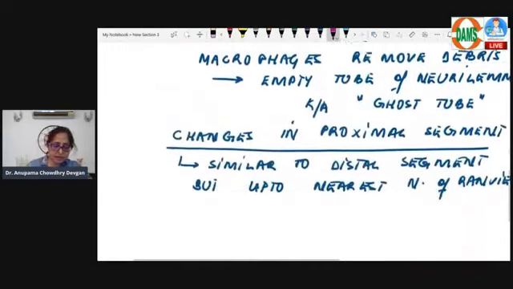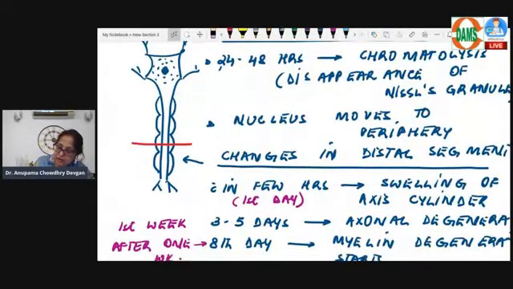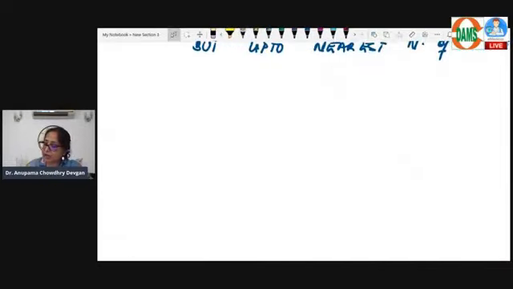So if you can see this over here, I said changes in the proximal segment are up to the nearest node of Ranvier. Nearest node of Ranvier to the site of injury is this one. So in the proximal segment, the changes will be seen over here, up to the nearest node of Ranvier. Now, if we see this sequentially, this becomes important because you can be asked a question to arrange them sequentially. You know that in AIIMS especially, they ask you sequential arrangement. So this is one of them. Ultimately, it will result in what is known as a ghost tube.